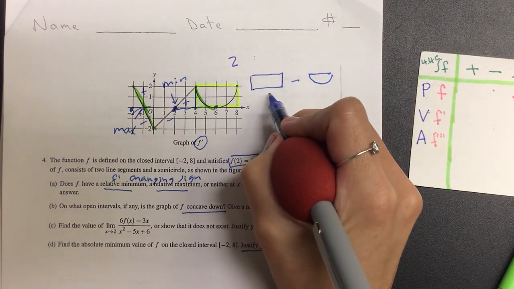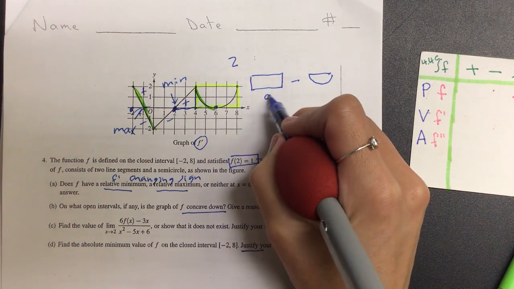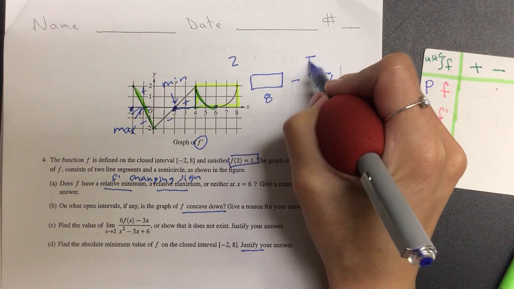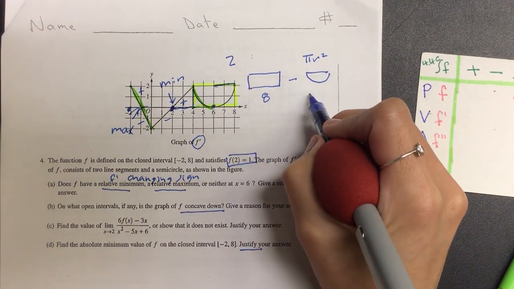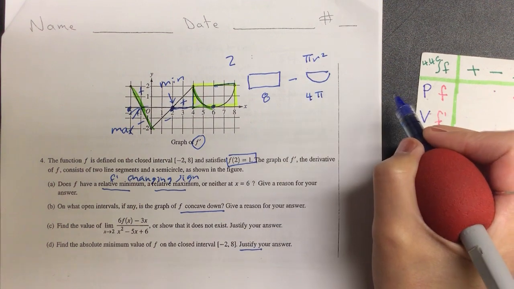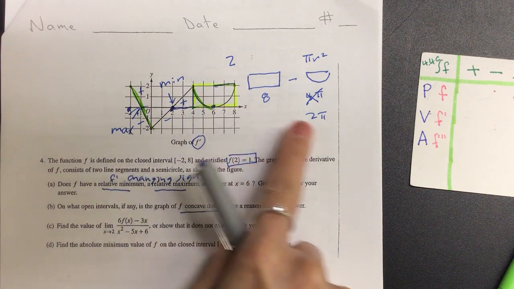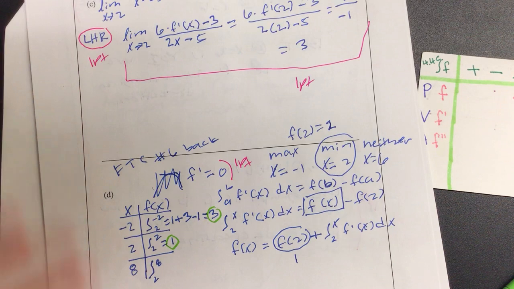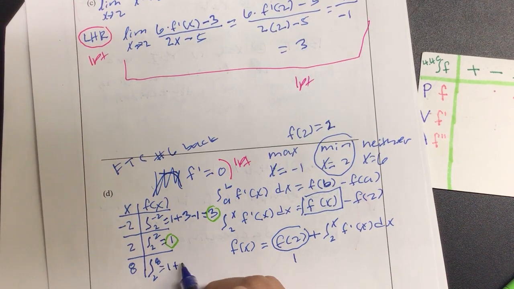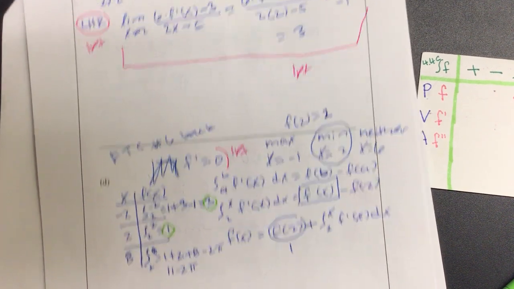Our rectangle is how many if we were to count? 8. And then our area is pi r squared. The radius is 2. So if I do 2 squared, it'll give me 4 pi. But I want 1/2 of it. It'll be 2 pi. So technically it's 2 plus 8 minus 2 pi. So let's fill that in. We start with the 1 because of the initial. Plus 2 plus 8 minus 2 pi. Technically, that would be 11 minus 2 pi.